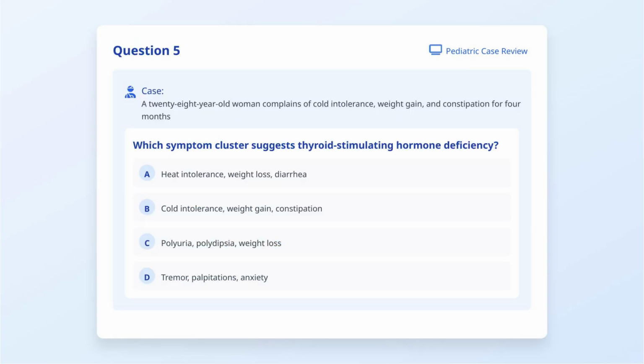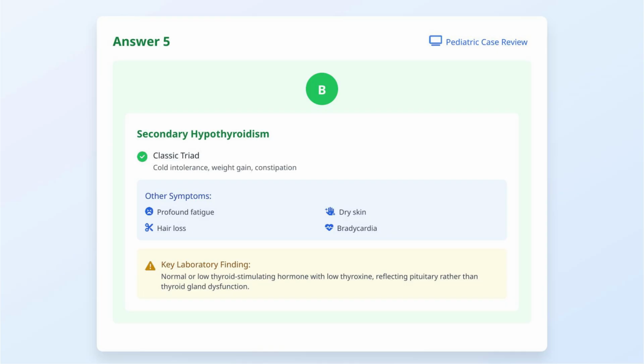Case scenario: a 28-year-old woman complains of cold intolerance, weight gain, and constipation for 4 months. Question: which symptom cluster suggests thyroid-stimulating hormone deficiency? Option A: heat intolerance, weight loss, diarrhea. Option B: cold intolerance, weight gain, constipation. Option C: polyuria, polydipsia, weight loss. Option D: tremor, palpitations, anxiety. The correct answer is B.